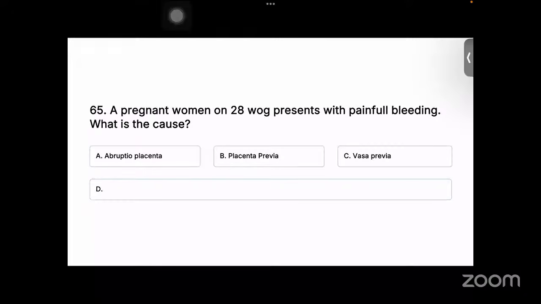A pregnant woman at 28 weeks of gestation presents with painful bleeding. What is the most common cause here? We have abruptio placentae, placenta previa, and vasa previa. A 28-week pregnant woman presenting with painful bleeding.